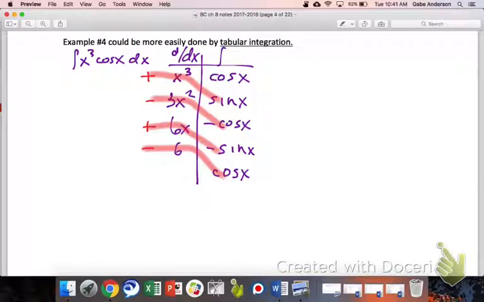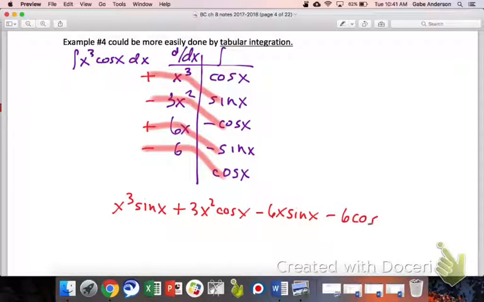So the answer would be x cubed sine of x. And then in that next diagonal, you're going to get a negative times a negative, which will be a positive. So plus 3x squared cosine of x. The next diagonal is a positive times a negative, so it'll be a minus 6x sine of x. And then the last diagonal multiplication is a negative times a positive, so minus 6 cosine of x, and then plus C.